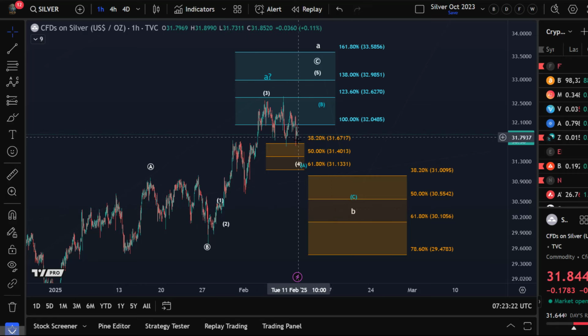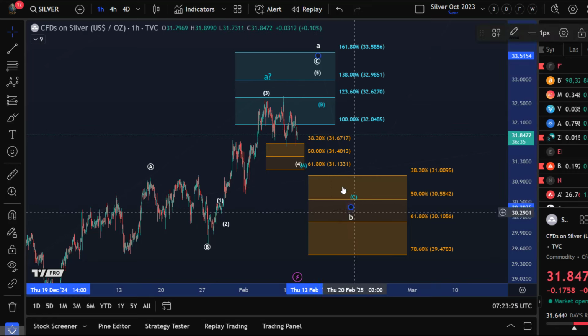Until then, we probably need one more dip in this B wave, okay? Either now or after one more high.